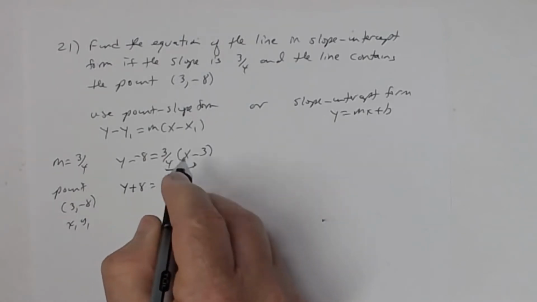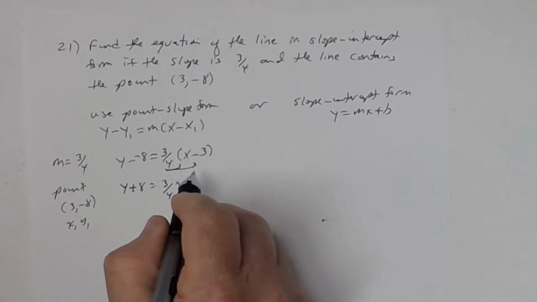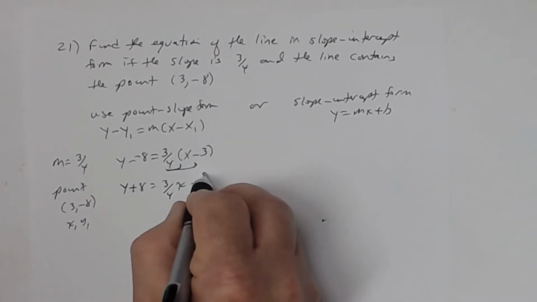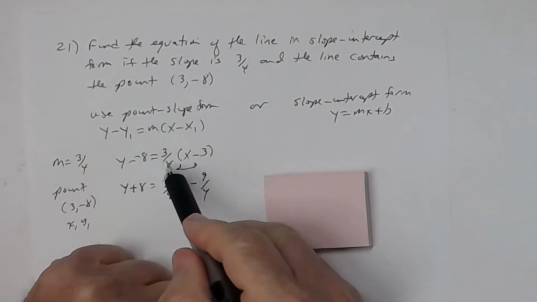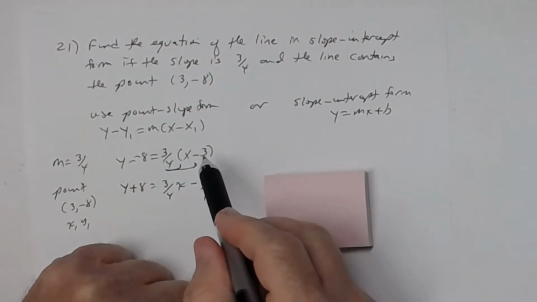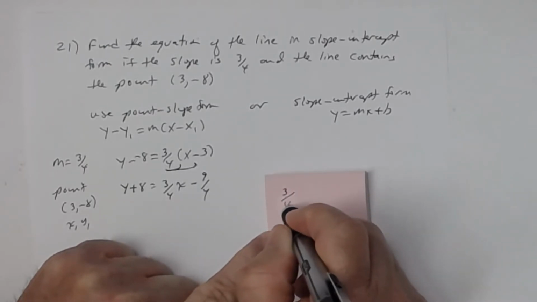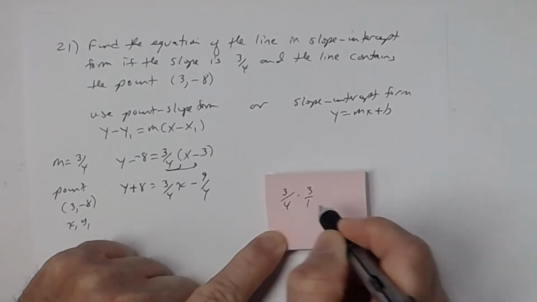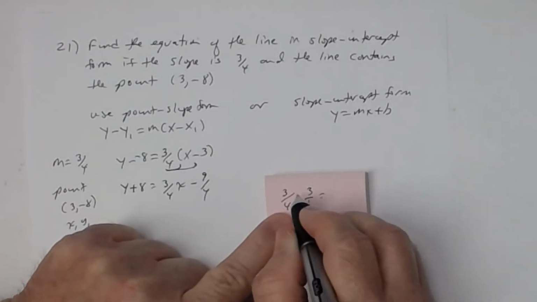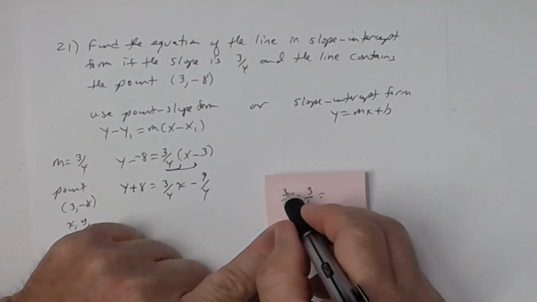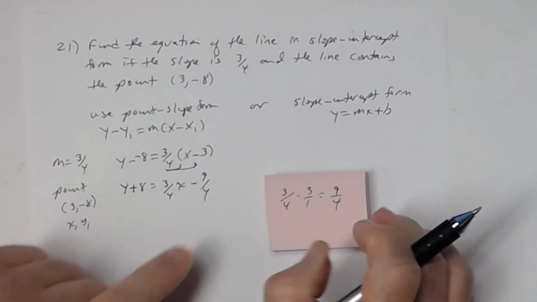So 3/4 times x is 3/4 x, and then 3/4 times a -3 is a -9/4. So remember how I got that. I'm saying 3/4 times 3, or -3, but we know it's going to be a subtraction. But let's just look at it in terms of 3/4 times 3. So 3 I can write as 3 divided by 1. And when you multiply fractions, you multiply the numerators and multiply the denominators. So 3 times 3 is 9, 4 times 1 is 4. So you got 9/4. So that's what you see here.